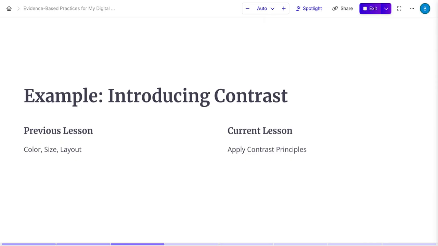So for example, in one of my lessons we were doing contrast about color, size, and layout in design, and then in the following lesson, I made sure to review these concepts and then have students apply these contrast principles in design practice. So kind of provide students an opportunity to review what was taught before they enter the next assignment.